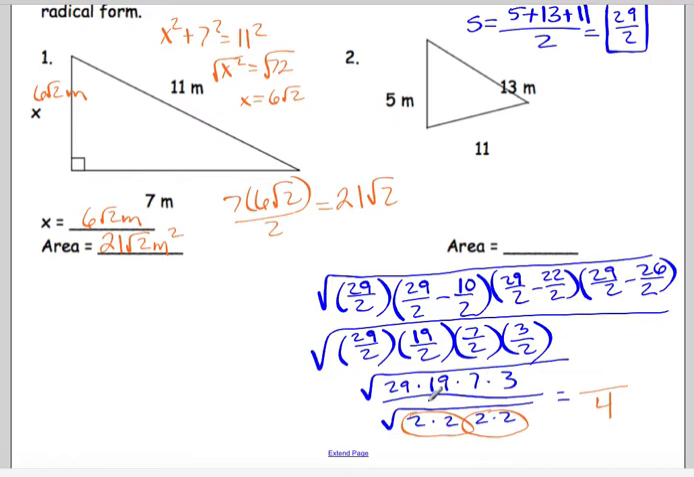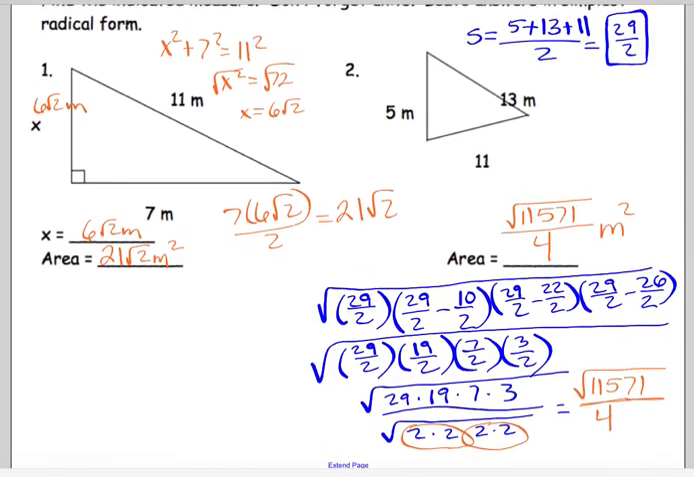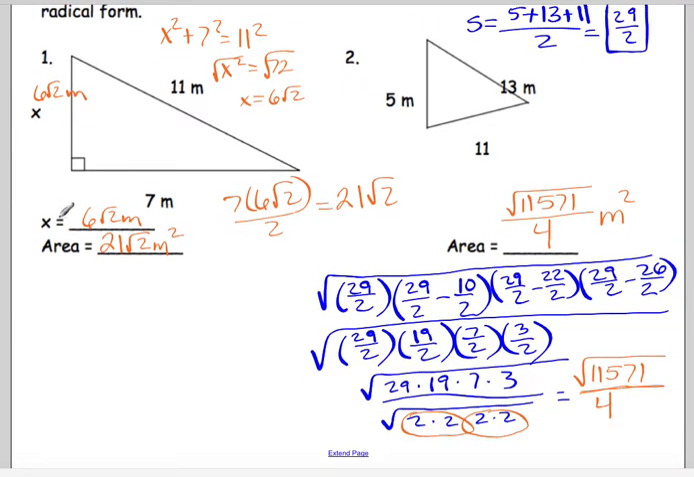And so you would just multiply them together, 29 times 19 times 7 times 3, and you'll leave that under the square root because that will not simplify. And it's 11,571 under the root for the numerator and 4 for the denominator. So the answer we just write as 11,571 under the root and then over 4, and then that is meters squared. Don't forget your units. Always double check that you put them.